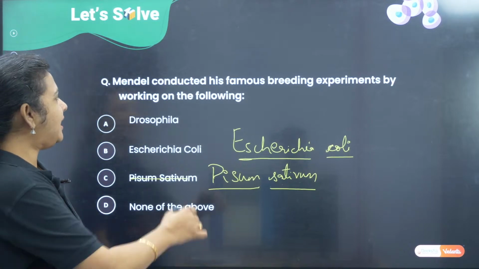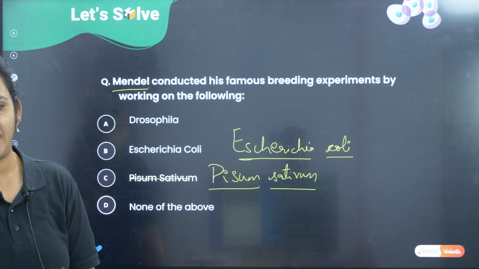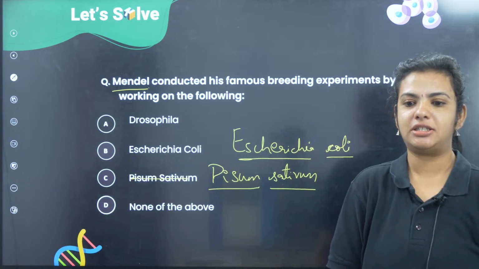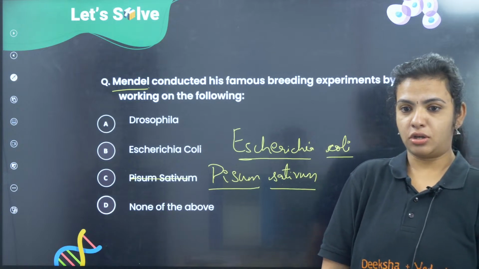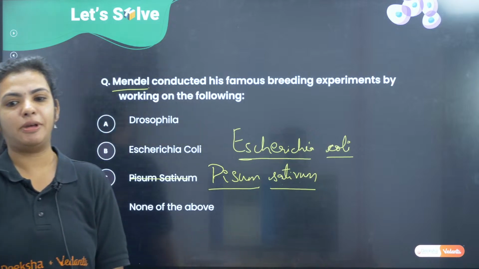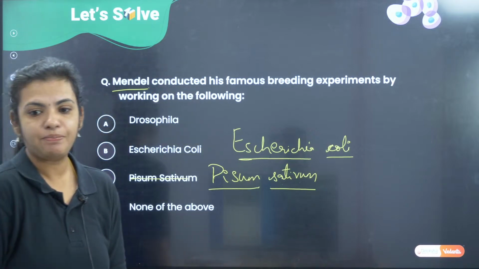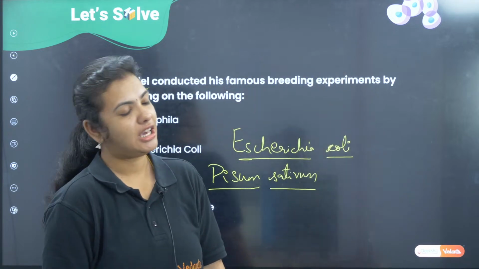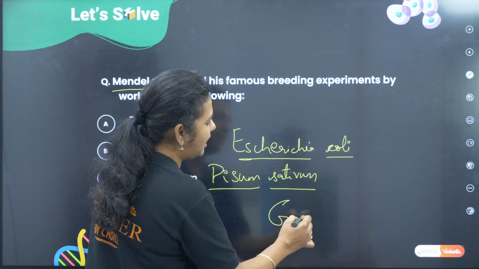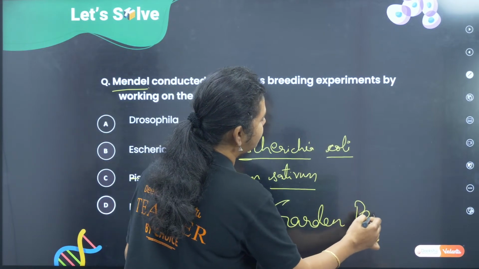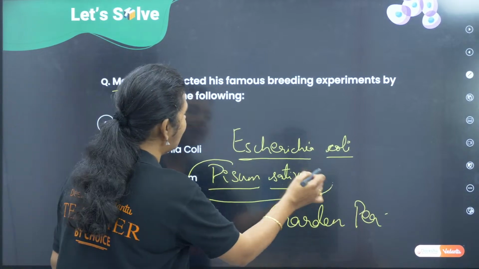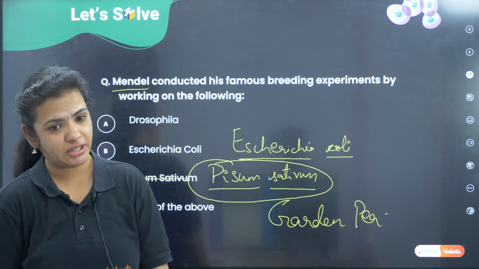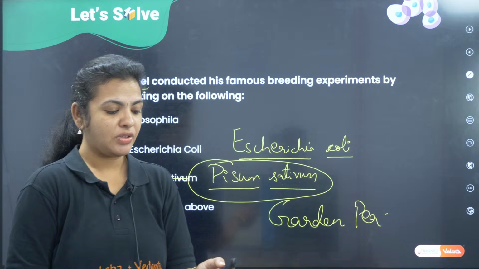Alright. So, Mendel has conducted his breeding experiment in... Okay, so Mendel has conducted all his experiments in... Dhanush, Ifra and Purvika have given the correct answer. Very good. So, he has conducted his experiments in the garden pea, which is scientifically called Pisum sativum. Pisum sativum is the scientific name of garden pea. That is the answer. Very good.